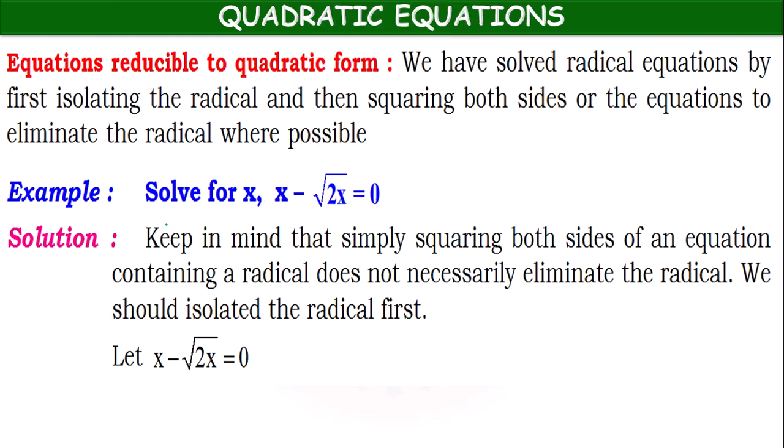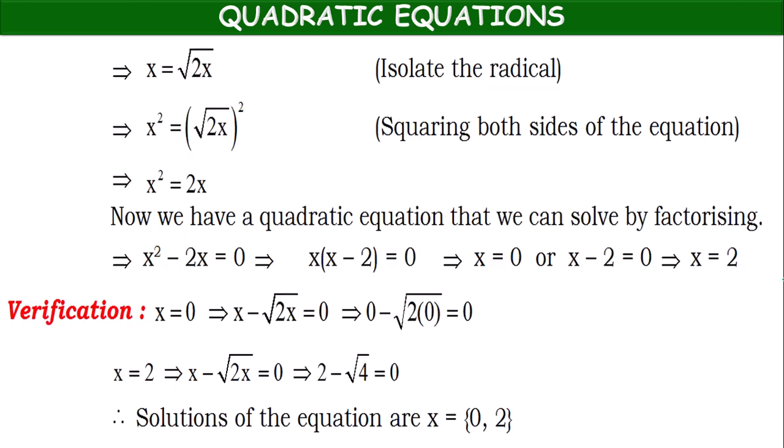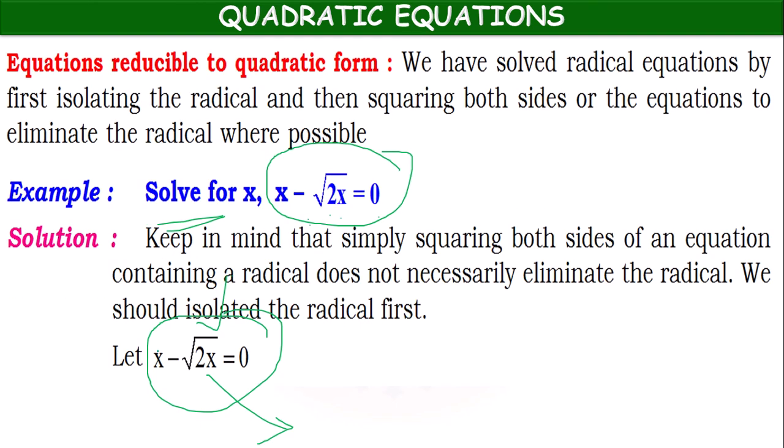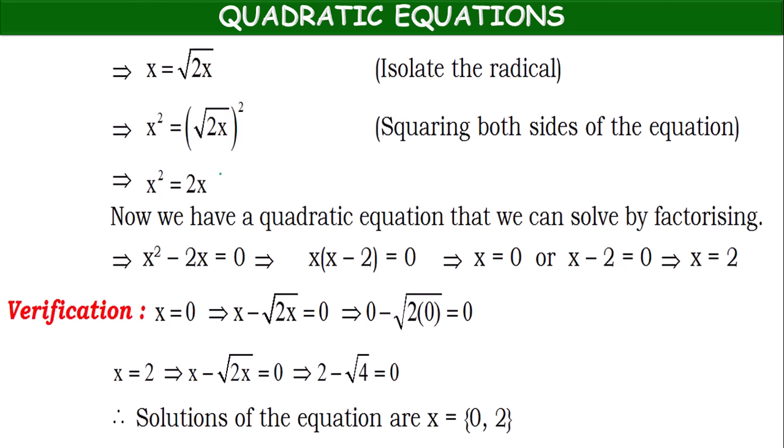So example, solve for x where x minus root 2x equal to 0. So here x minus root 2x equal to 0 means we have to eliminate this radical, this root. For this we have to square on both sides. For that we have to isolate this radical first. So what we will do means this minus root 2x will be taken to that side. It will become x equal to root 2x. Like that we can isolate.